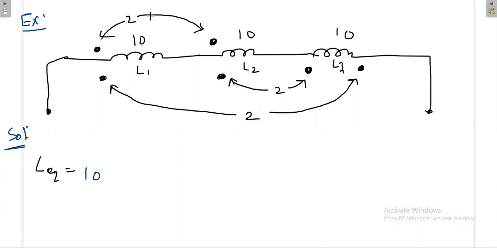Here this dot is entering, this dot is also entering, that means this is +2. இதனுடைய கான்ட்ரிபியூஷன் வந்து +2. இதுவும் என்டர் ஆகிற இடத்துல இருக்குது.